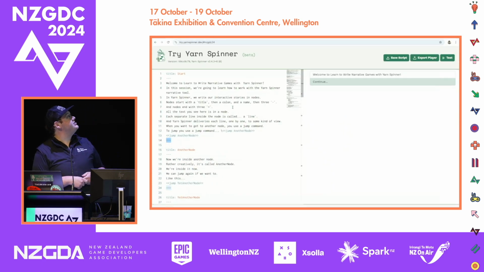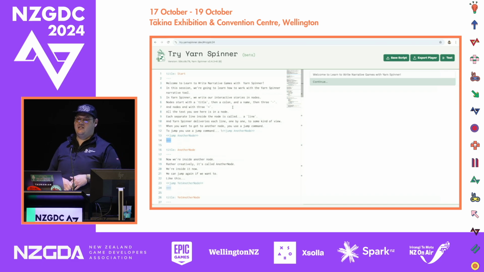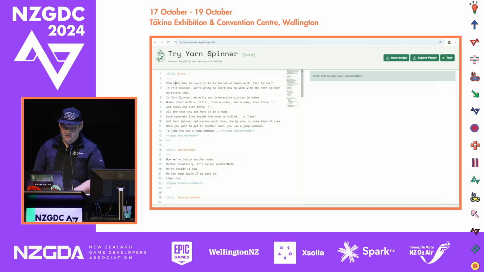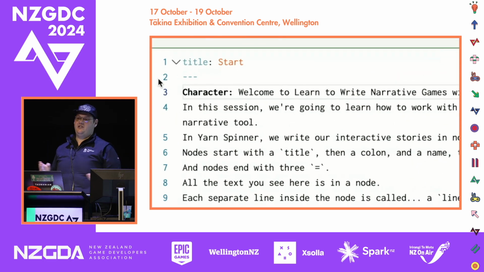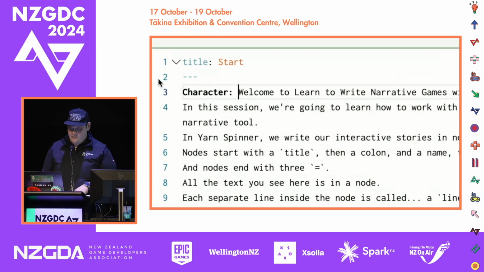Inside a node, there are lines. You can see there are numbered lines here. Each line is a line of dialogue, which will get delivered to your game engine one by one. Often lines of dialogue have a character name in front of them, so you can also do this. And you've got a character name in front of it. But that's not required. You can have a line of dialogue with or without a character name.